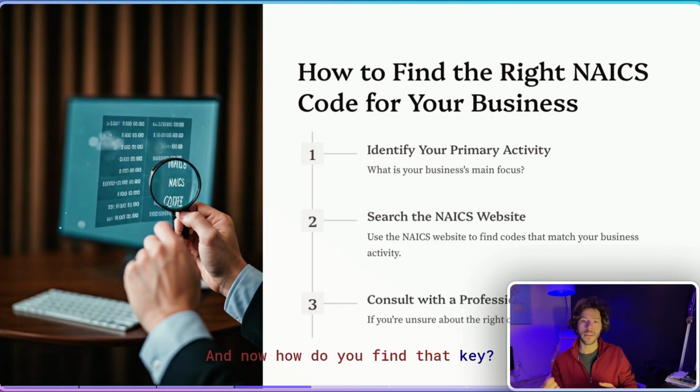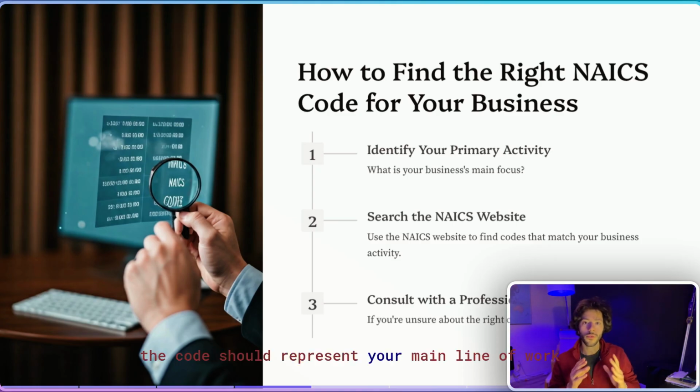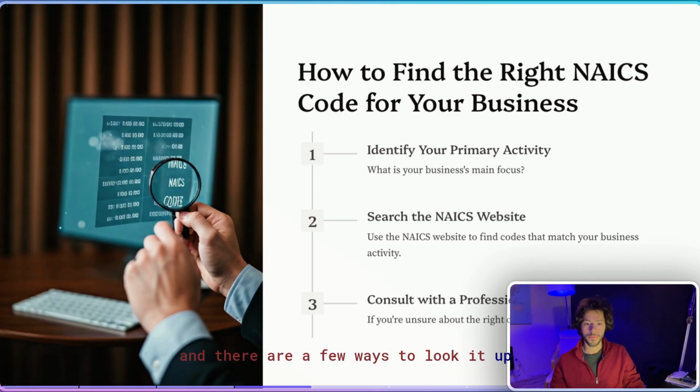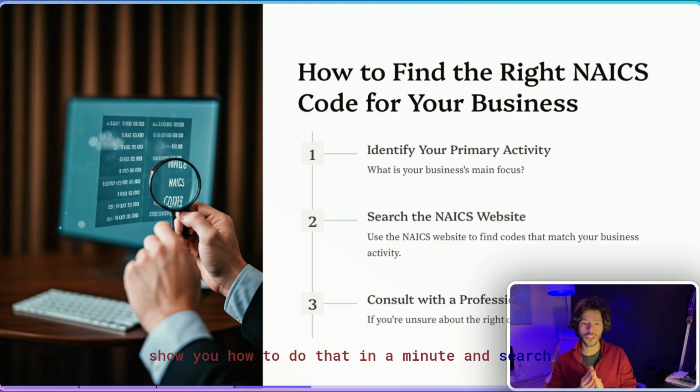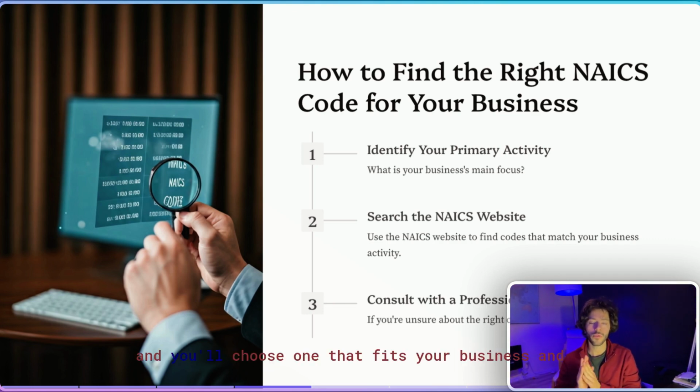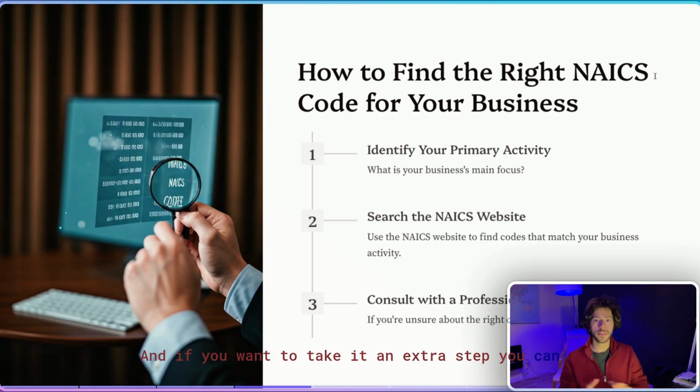And now, how do you find that key? How do you find the NAICS code related to your business, or the codes that are related to your business? It's not hard to find, but it's important to get it right. The code should represent your main line of work, and there are a few ways to look it up. You can go on the NAICS code website, and I'll show you how to do that in a minute, and search your business, and it'll generate the codes that are applicable to that business. And you'll choose the one that fits your business description best. And if you want to take it an extra step, you can take that code and go ask a professional if you're choosing the right code or if you can add more codes to your business as well.